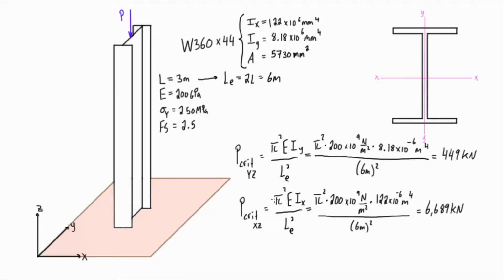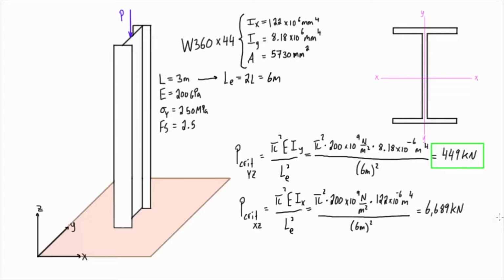So the actual P critical for buckling in this case is going to be 449 kilonewtons, because obviously if we go all the way up to 6,000 to reach buckling in the XZ plane, we already will have buckled in the weaker plane, which is the YZ plane.